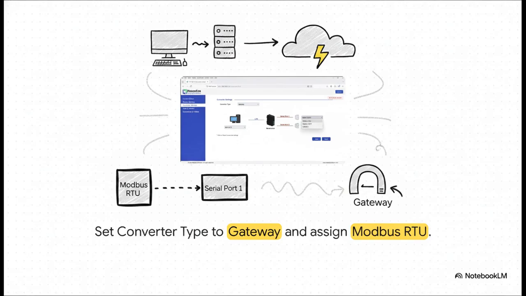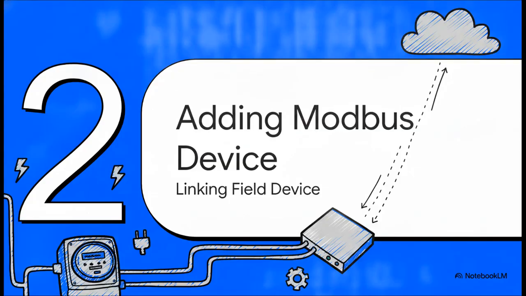The best part about this first step is that you literally don't even need to install any software. It's entirely browser-based. Right under converter settings, we explicitly set our converter type to gateway from the drop-down menu. Then, we just assign ModbusRTU to serial port 1. And what that does is tell the device exactly how to behave and exactly where to expect our incoming serial data.